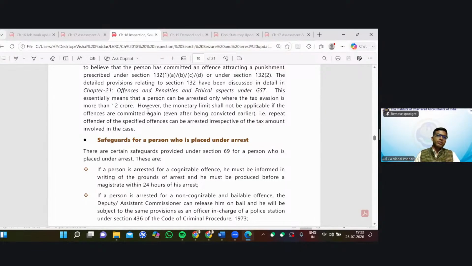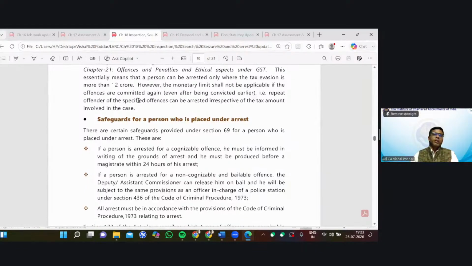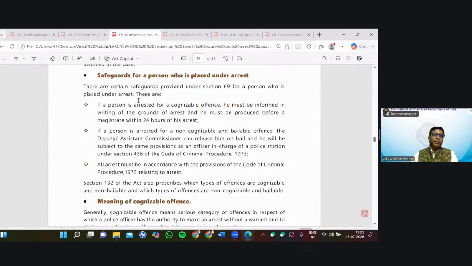So when we read this section 132, we get to know that it covers these offenses, but up to an amount which is exceeding 2 crores. Moreover, the monetary limit shall not be applicable if the offenses are committed again. So if you are repeating the same offense, in that case, 2 crore is not required. So even for a lesser amount, the officer is given the power to arrest you.